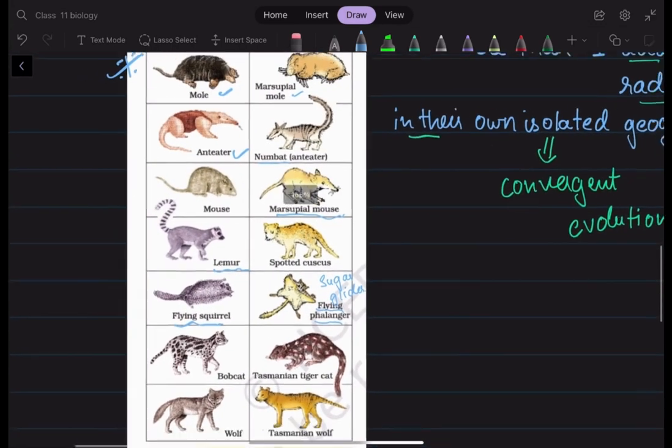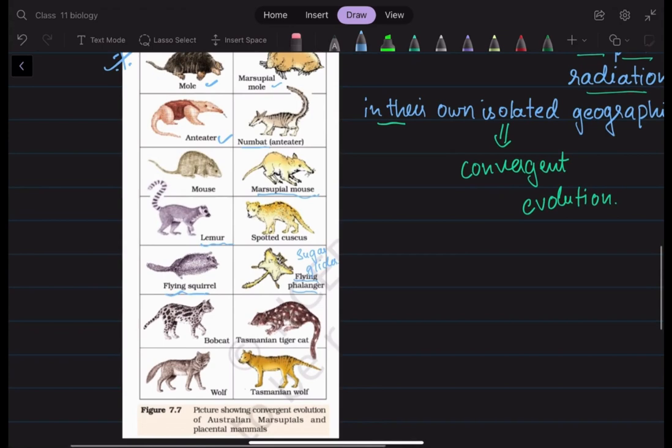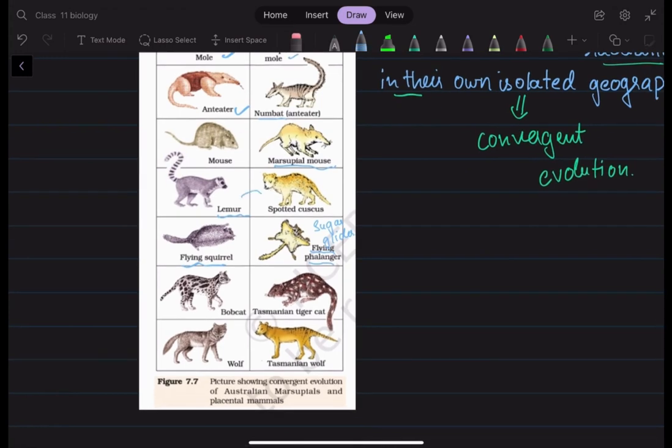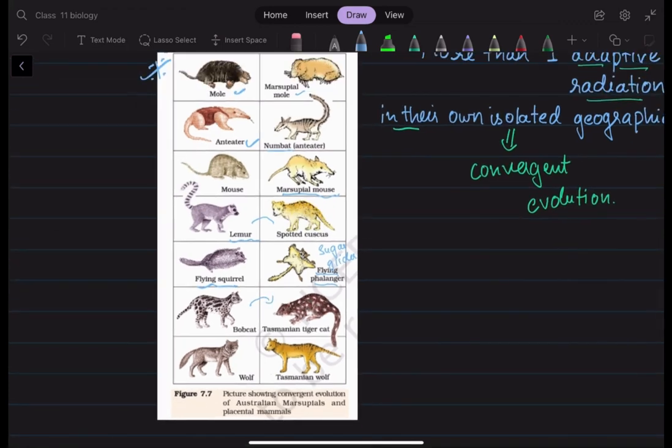So it's important to learn this table because they might give you MCQs like, if lemur is to spotted cuscus, then what does bobcat correspond to? Or they can give you match the following, etc.